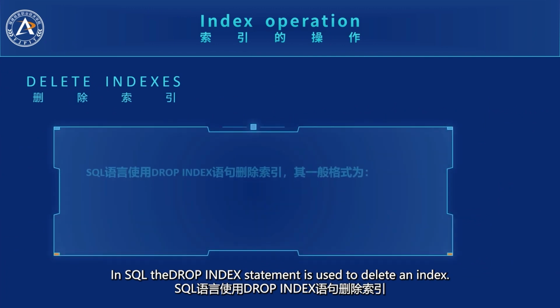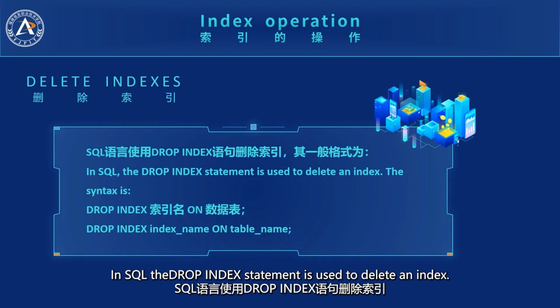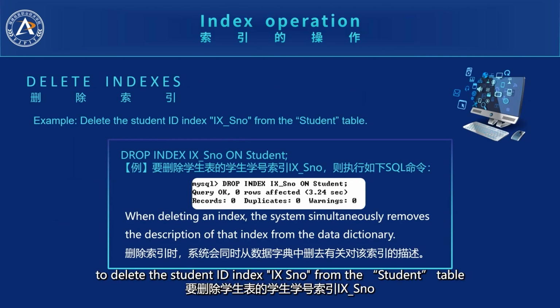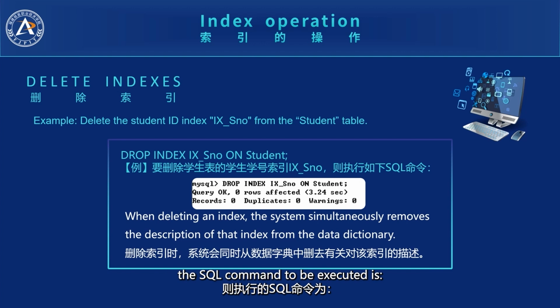In SQL, the drop index statement is used to delete an index. The syntax is drop index index_name on table_name. For example, to delete the student ID index 9_SNO from the student table, the SQL command to be executed is drop index 9_SNO on student. The execution result is shown on the screen. When deleting an index, the system simultaneously removes the description of that index from the data dictionary.